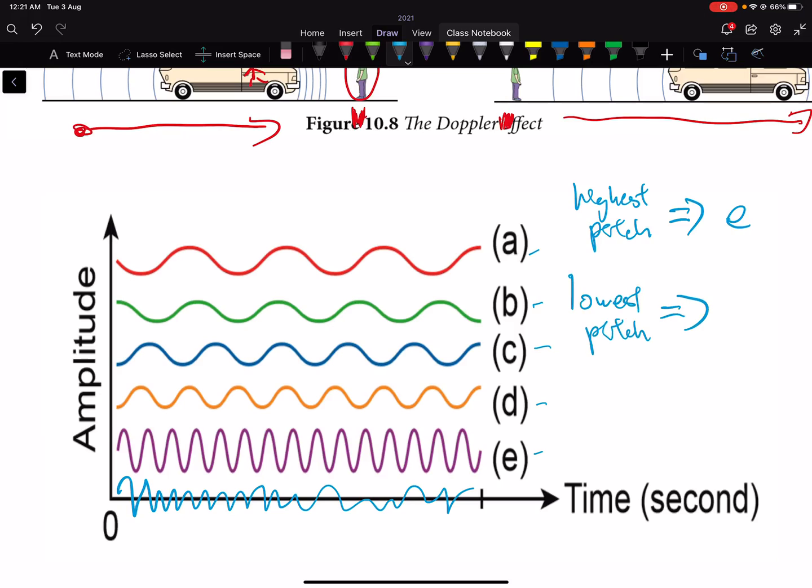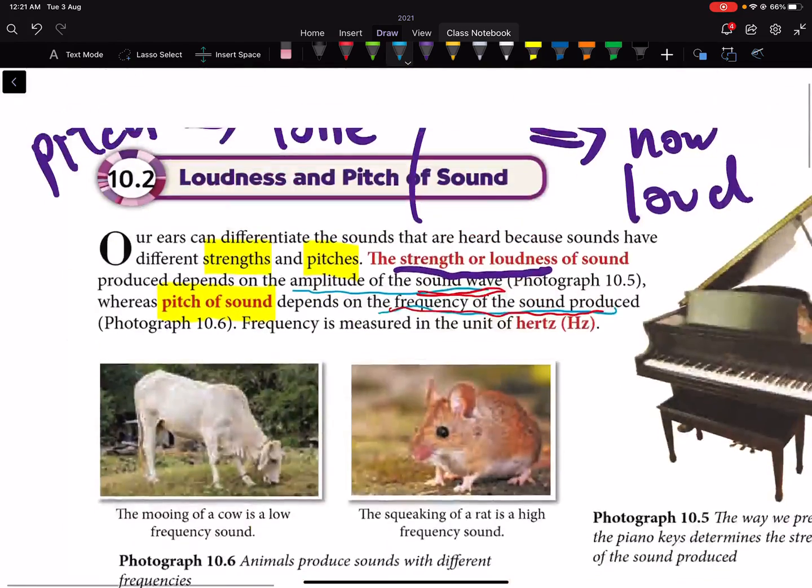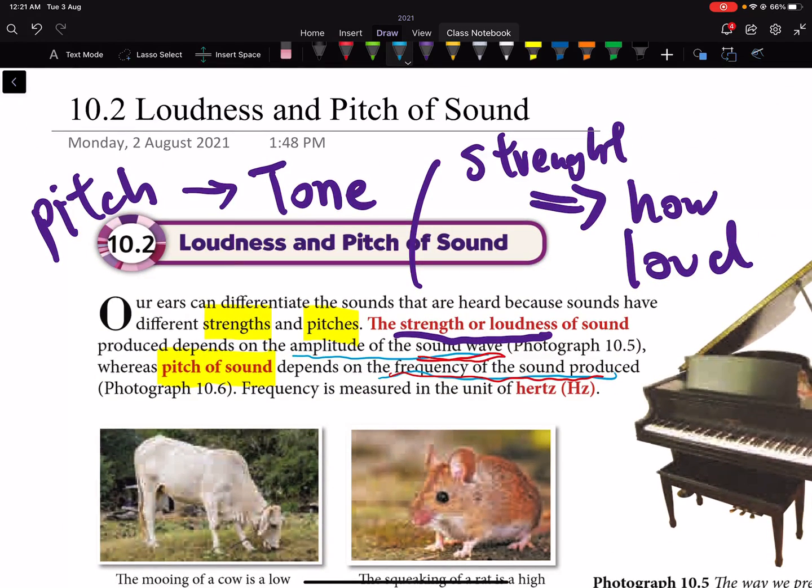We will have A. Why? Because this one goes up and down, up and down, not as many times. The least times actually. Right, that is all for chapter 10.2, loudness and pitch of sound.